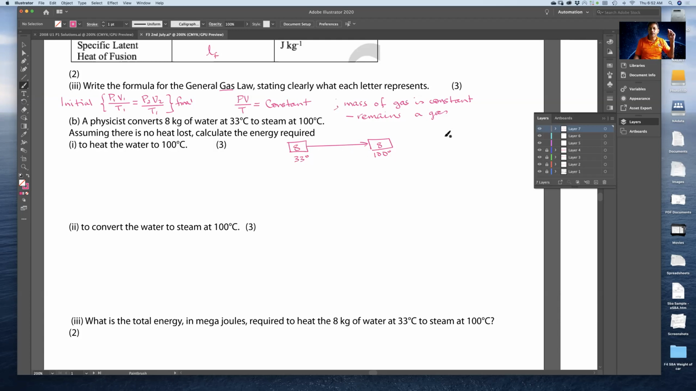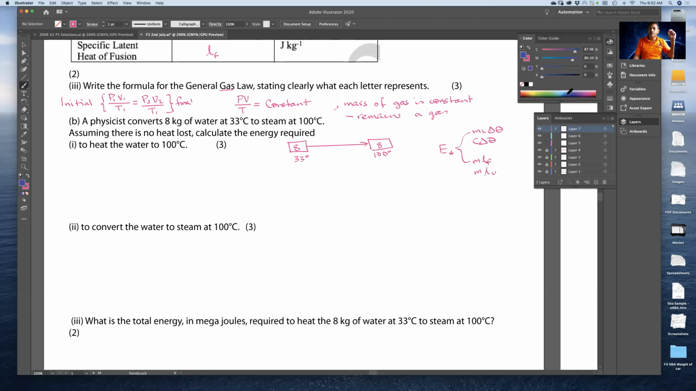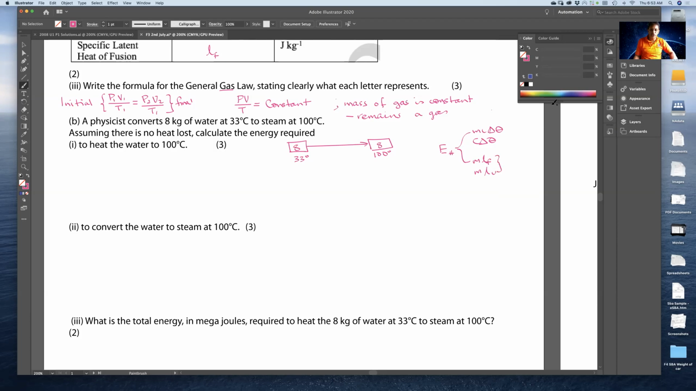And when we did the equations, we said EH could go one out of two directions. EH could be MC delta theta or C delta theta, or EH could be M LF or M LV. And I tried to get you to understand that when there is no temperature change, when there is a state change, this is where you have a state change.